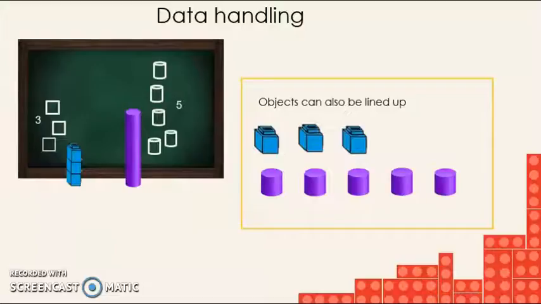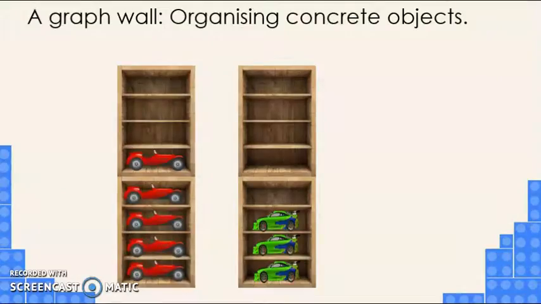Objects could also be lined up, as you would see on the slide right now. Another example would be a graph wall. A graph wall will make it possible to organize concrete objects. This technique is much the same as using a sorting tray in order to sort objects. Shelves or shoe boxes are placed against the wall. The construction should be safe and stable. Learners place the objects to be compared in each box.